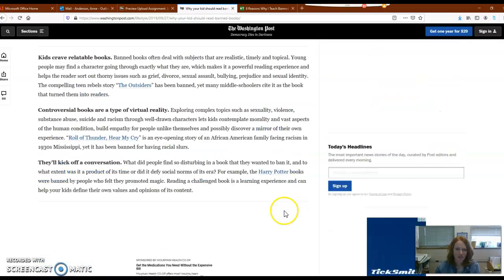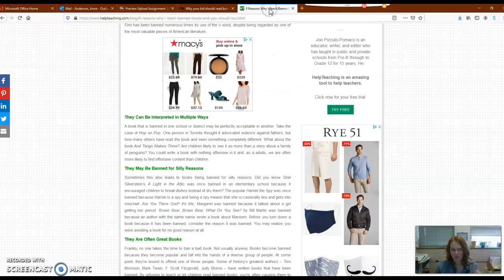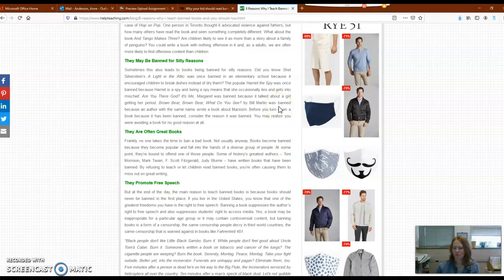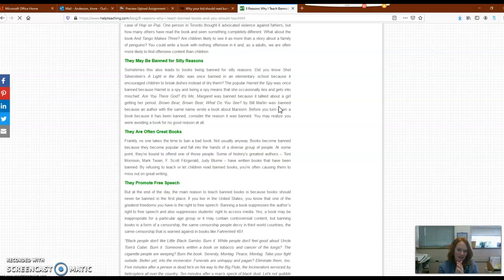So another reason, and I'm going to another website here, called helpteaching.com. Another reason why we want to talk about banned books is because it promotes free speech. If we teach our students that you can say anything through story, that's going to give you one of the greatest freedoms we have in this country that we live in. It's amazing that we have that right. So they should be able to exercise it as best they can.